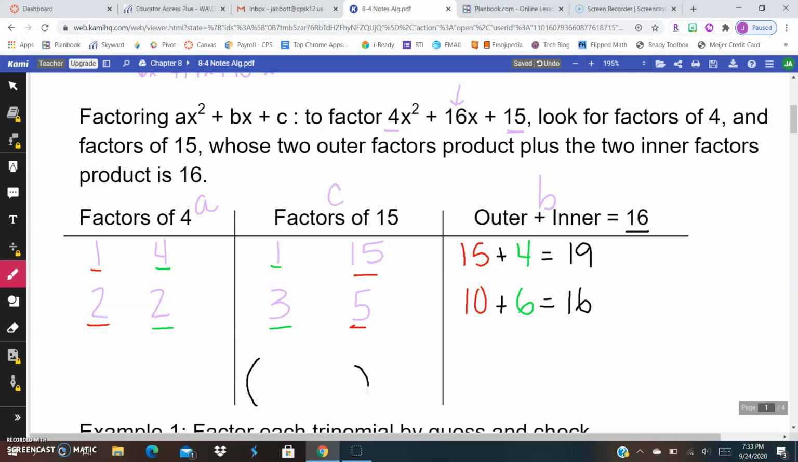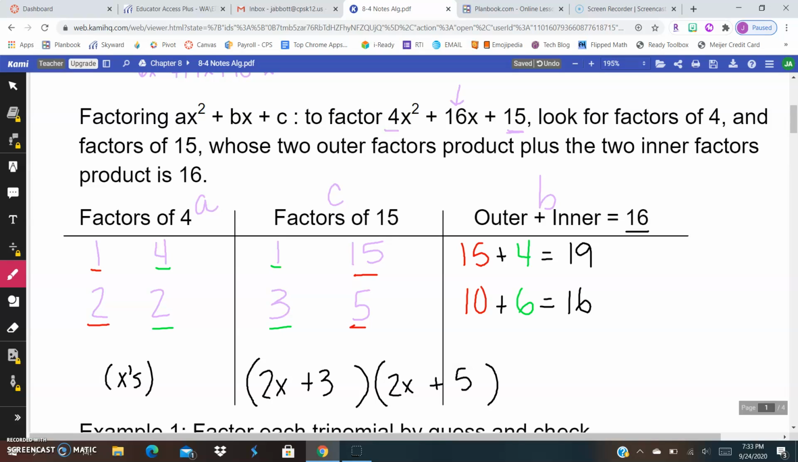So we're going to have two sets of parentheses for our answer. Our first column here are the x's. They're both 2's. So we have 2x and 2x. And then these 3 and 5, those are our constants. So plus 3 and plus 5.